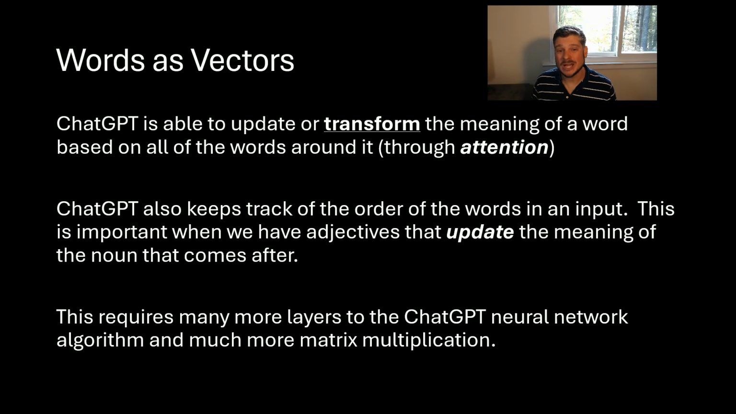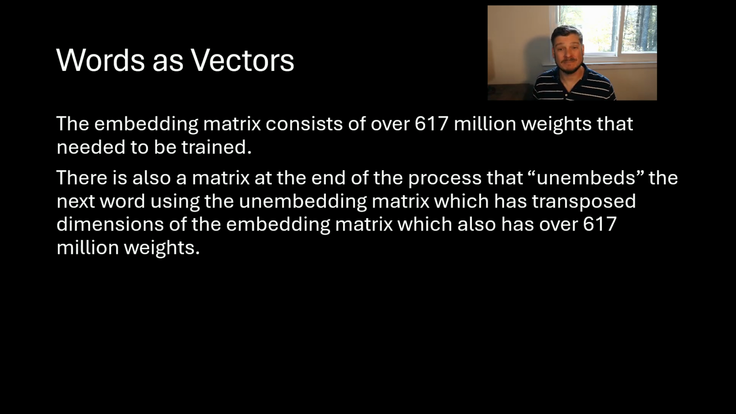But what's also great is ChatGPT keeps track of the order of the words in the input as well. And this is really important when we have adjectives that update the meanings of the nouns that come after it. So again, in English, if I had a noun like car, I would update the meaning of that word with adjectives before it. So if I said the fast red car, well, it's going to update what car actually means in the context of a fast red car. This also means that this requires many, many more layers to the ChatGPT neural network and a lot more matrix multiplication. Now, as we mentioned, that embedding matrix consists of over 617 million weights that need to be trained.